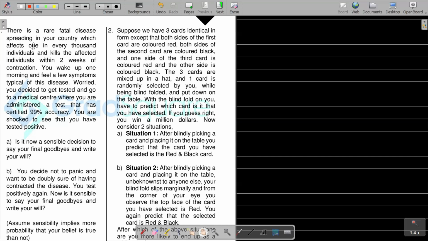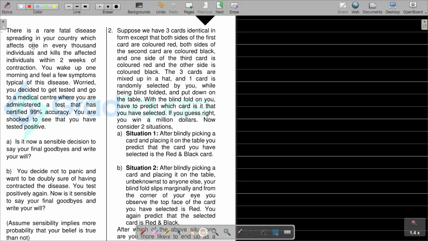Now, without calculating anything, understand the situation. Let me explain the situation once again. You have got 3 cards in a hat. One card has got both sides red. One card has got both sides black. One card has one side red and one side black. And otherwise, in shape and size, all 3 cards are absolutely identical. Only the color of the faces is different.